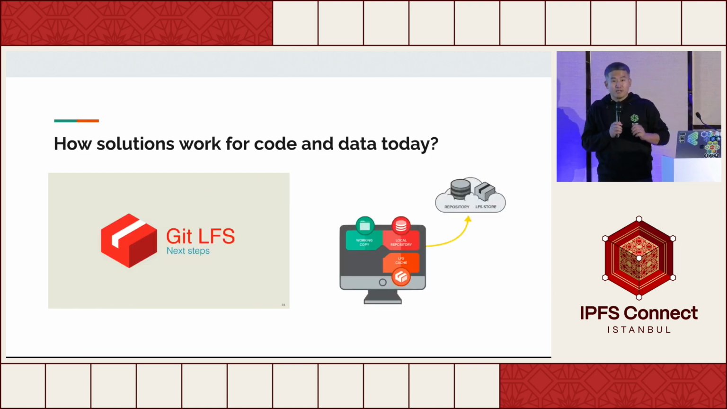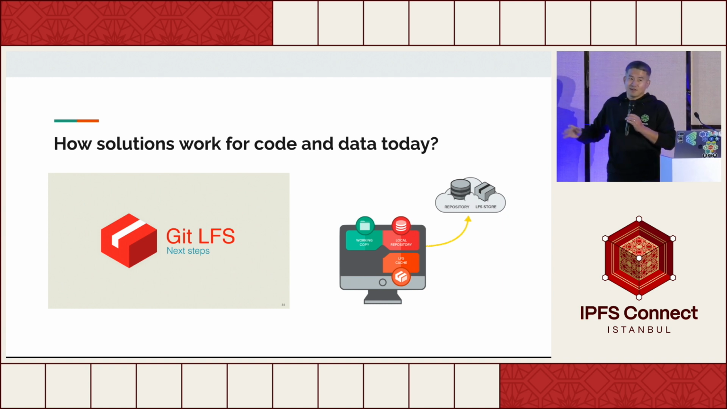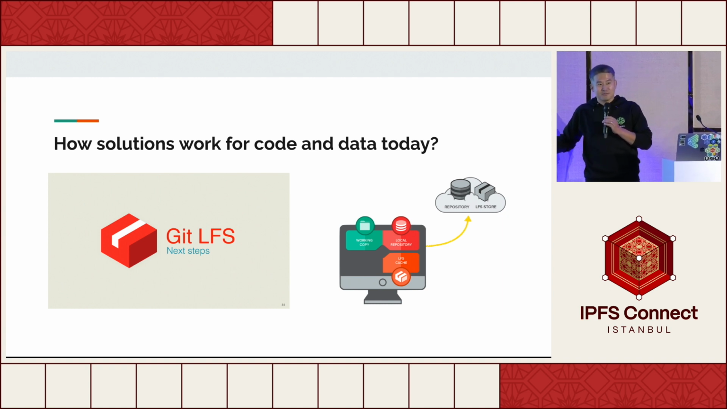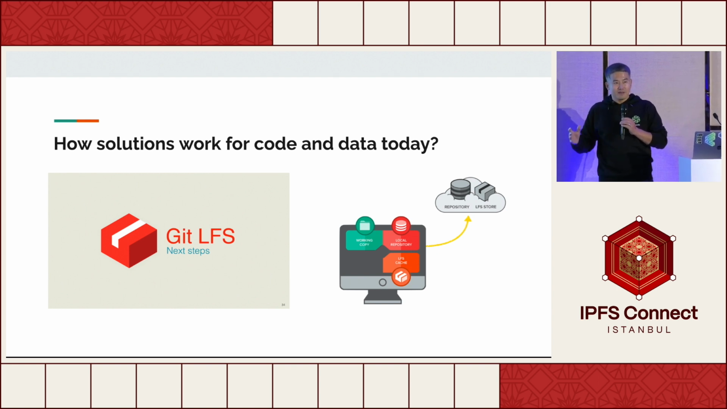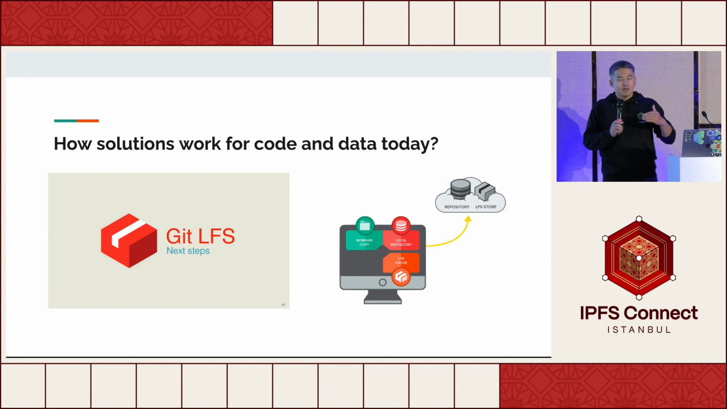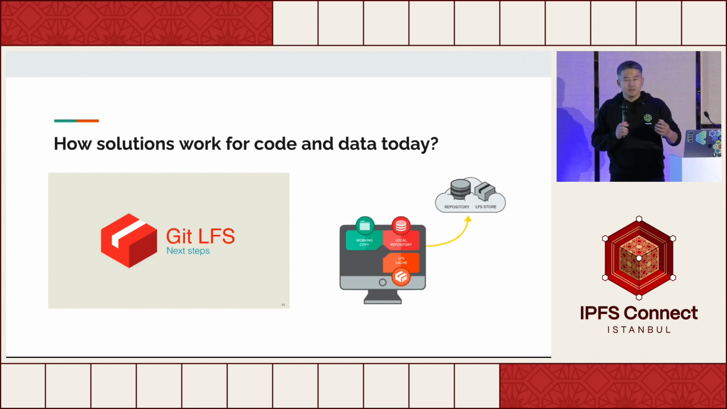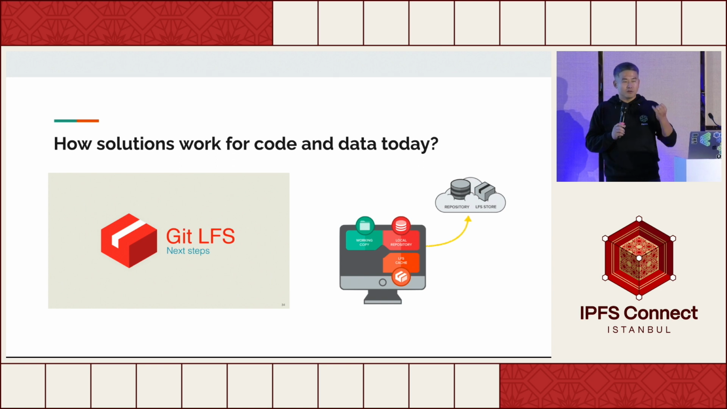How do solutions work for code and data today? There already exist some data collaboration solutions, for example Git Large File Storage. It is a good fit for Git, integrating very well with Git and GitHub. But it's not enough, because we wanted to build on the IPFS open standard, for example CIDs and lots of specifications for routing and collaboration with other nodes.